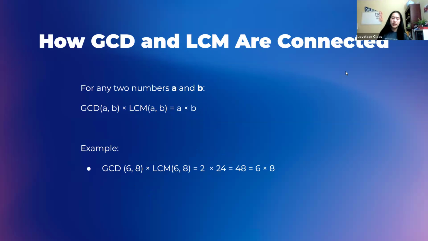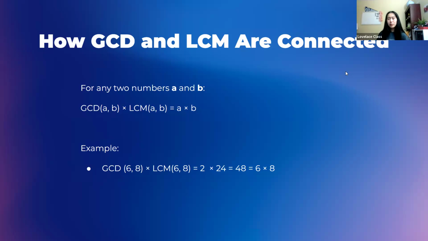So as an example, if we have 6 and 8, the GCD of 6 and 8 times the LCM of 6 and 8. Well, the GCD is 2, right? They're both divisible by 2. The LCM is 24. 2 times 24 is 48. You know what else 48 is? 48 is also 6 times 8.